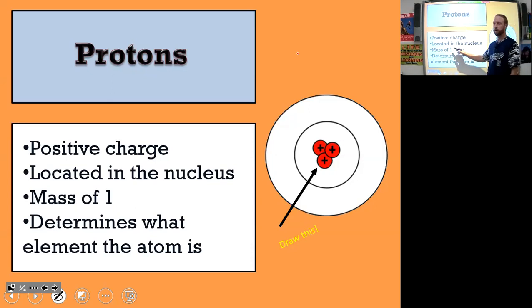They have a mass of 1. So if I have 5 protons, that adds 5 atomic mass units to the weight of that atom. Okay? And then the most important part about protons, they determine what element that atom is. So if I add another proton to this atom, I'm totally changing the identity of that element. Say, right now it's lithium. If I added another proton, I get a whole different element that would become beryllium. So if you add or subtract protons, you're changing the name of that element.